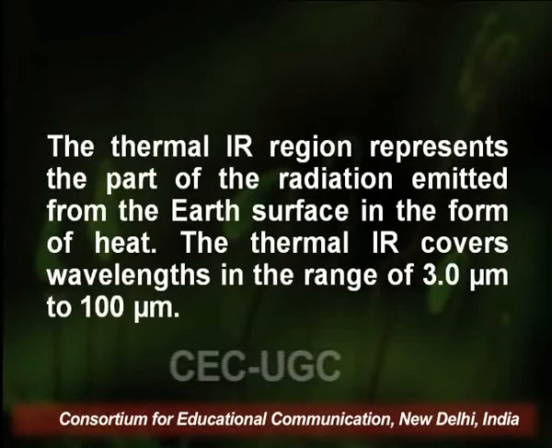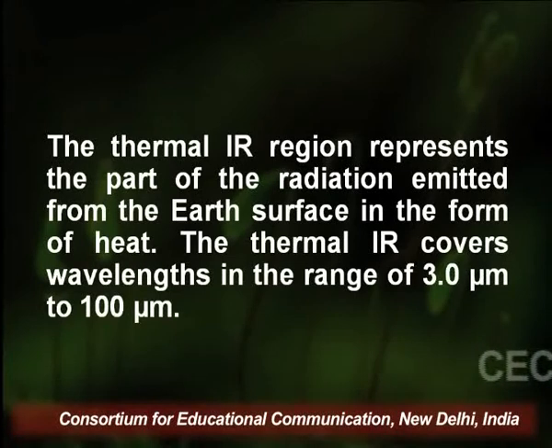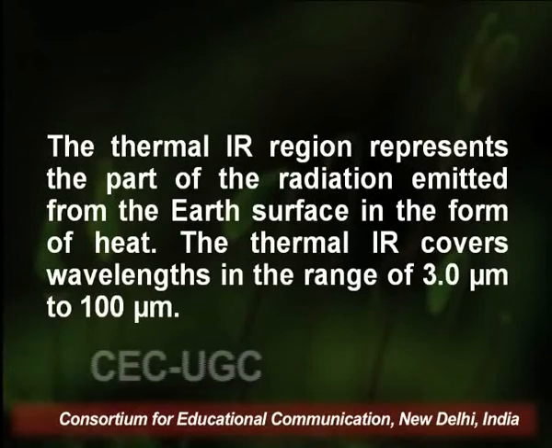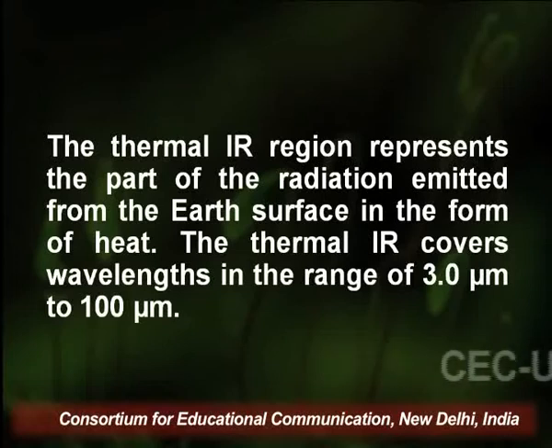Now, the second one is the thermal IR region. It represents the part of radiation emitted from Earth's surface in the form of heat. The thermal IR covers wavelength in the range of 3 micrometers to 100 micrometers.